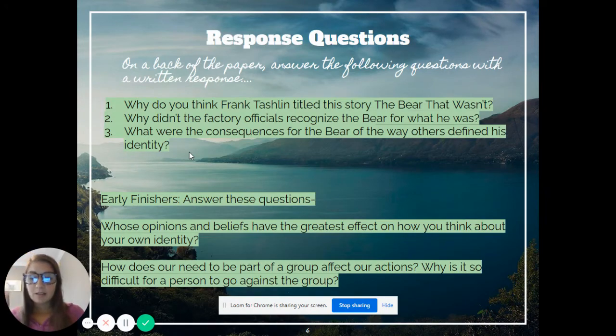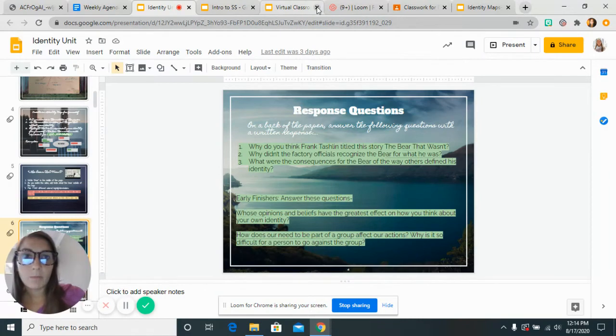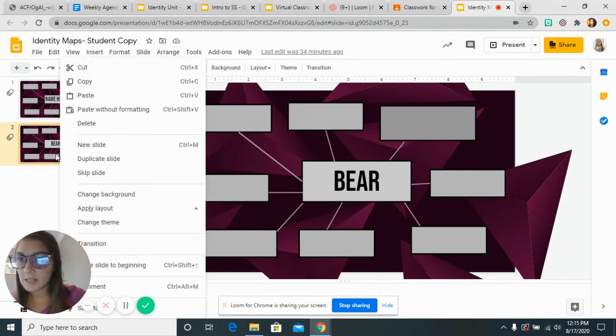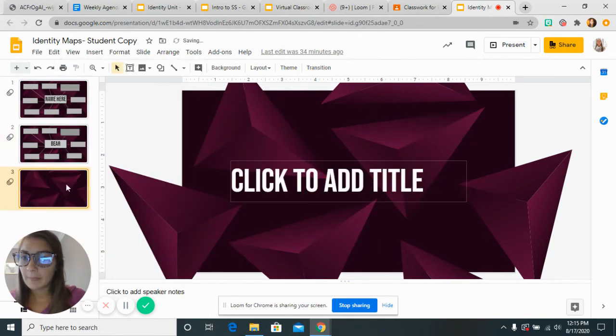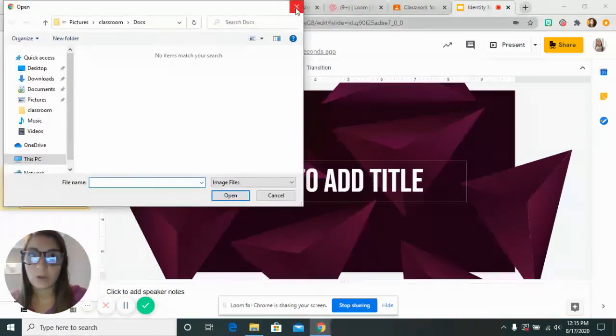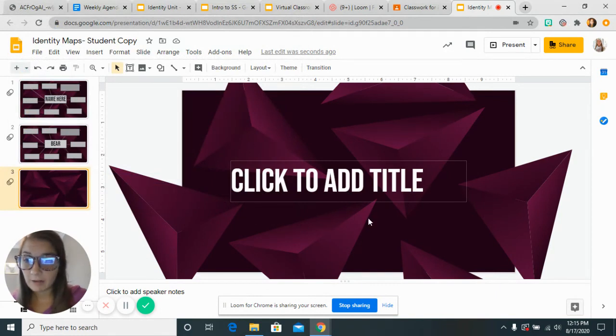Hopefully that makes sense. Again, if you do not want to type on this map, if you're a pencil paper person, you don't have to use this. You can get out a sheet of paper and draw it on your sheet of paper, and then I would add another slide. So new slide, and I can take a picture with my Chromebook or a cell phone. It would be easier if it was your Chromebook, just so it's already on your computer. And then insert, image, upload from computer. So that's how you can get your handwritten identity maps turned in.